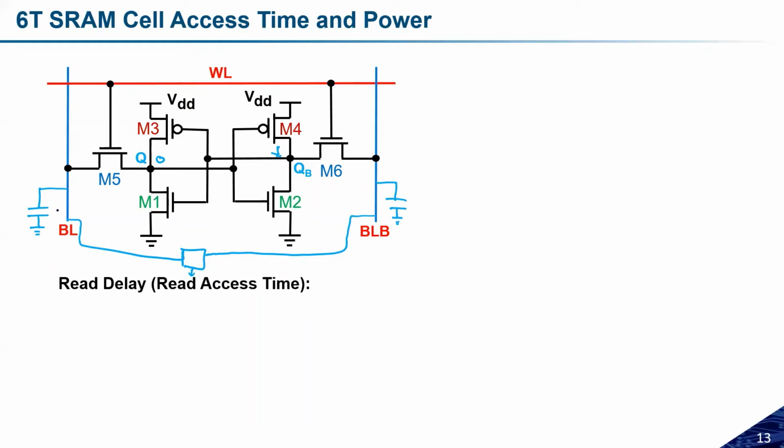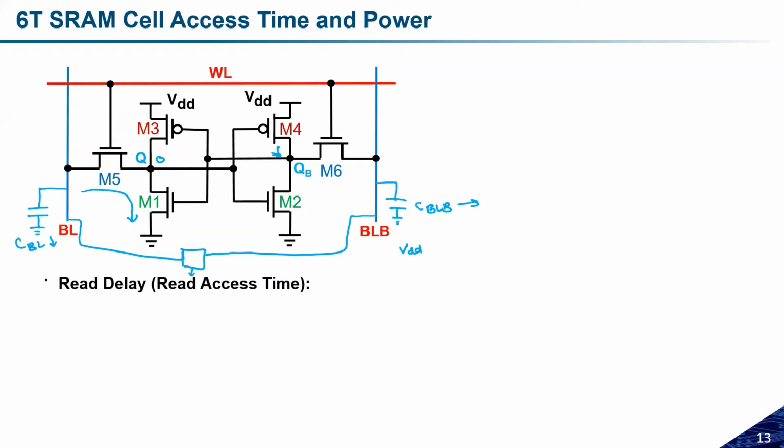Once these bit line capacitors are charged, then because Q is equal to 0 and QB is equal to 1, this bit line capacitor will discharge through the transistors M5 and M1. So this CBL will reduce, but this CBLB will remain the same. CBLB will not change, but CBL will reduce. Initially both the capacitors were at VDD, but this CBL is discharging.